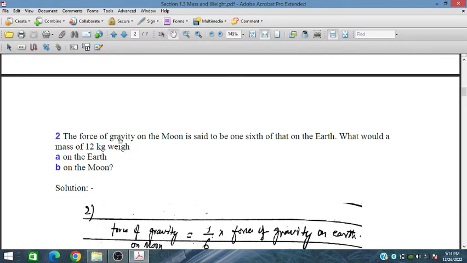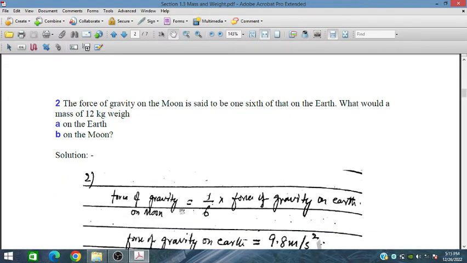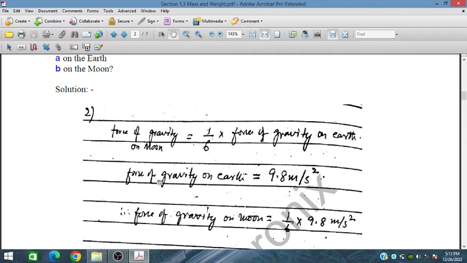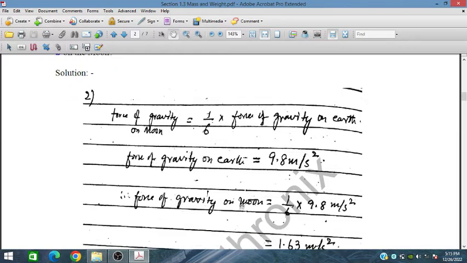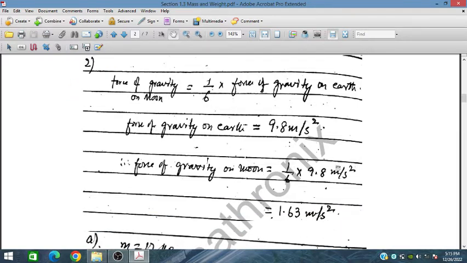Similarly for the next one, the force of gravity on the moon is said to be 1/6 of that on the earth. So gravity is 6 times higher on the earth than on the moon. The force of gravity on the moon is equal to 1/6 of the force of gravity on the earth. This information is given, and we know that the gravitational field strength on earth, or acceleration due to gravity, is 9.8 meters per second square. The gravity on the moon is 1/6 of this value, so it becomes 1.63 meters per second square.